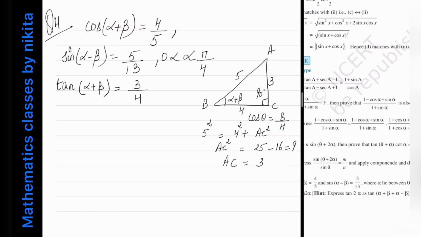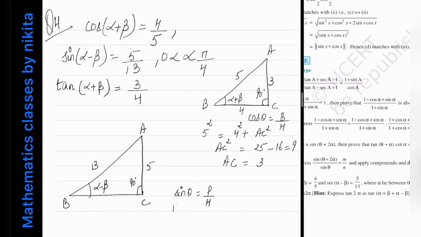Now let's make one more triangle whose one of the angles is alpha minus beta. Okay, so this angle is alpha minus beta. So let's number this as A, B, C. So it is given that sine of alpha minus beta is 5 by 13. And what is sine theta? Sine theta is equal to P by H. So sine of alpha minus beta 5 by 13 means this is 5 and this is 13.